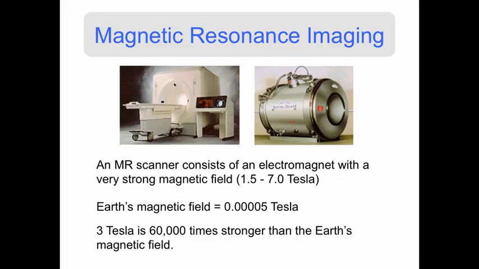But before we get to MR physics, let's discuss the scanner which we use to get these images. An MR scanner consists of an electromagnet with a very strong magnetic field. Typically they're between 1.5 and 7 Tesla. Now, what does that mean? Well, consider that the Earth's magnetic field is 0.00005 Tesla. That means that a 3 Tesla magnet is 60,000 times stronger than the Earth's magnetic field. So these magnets are quite strong, and one needs to be careful with bringing metallic objects in close to them, or for example a credit card, which would be erased if you went into the scanner.